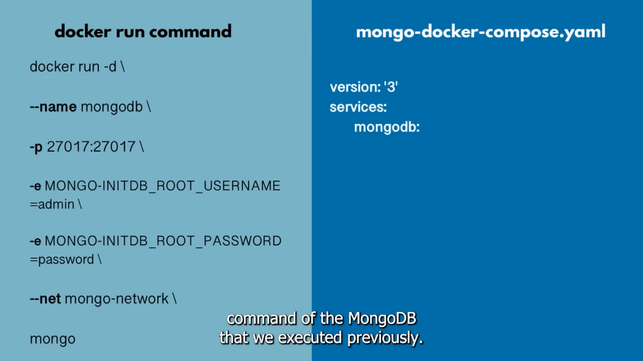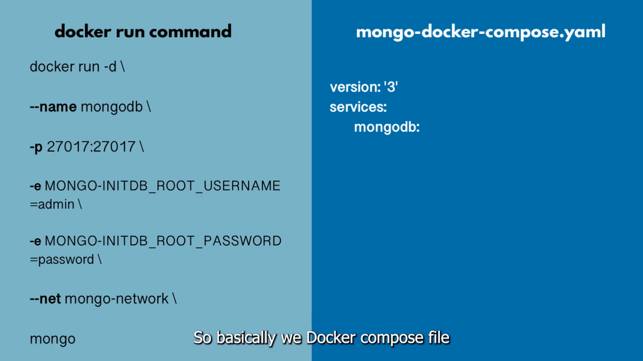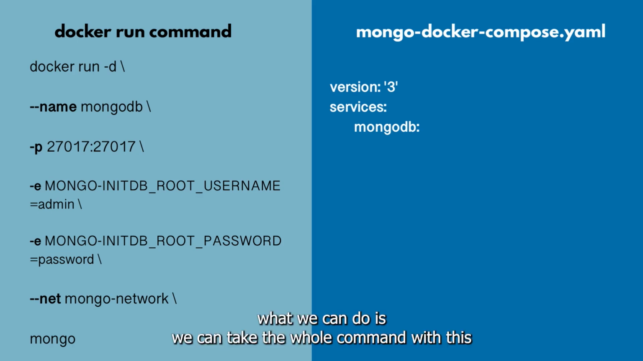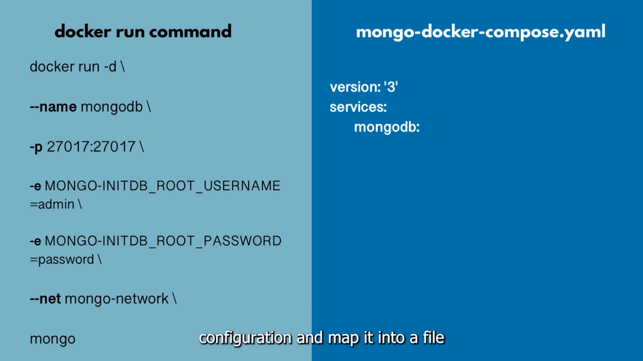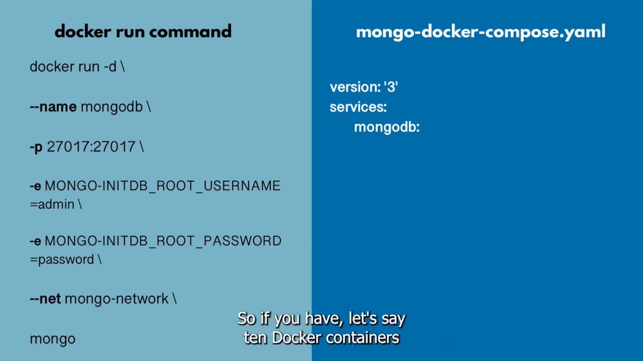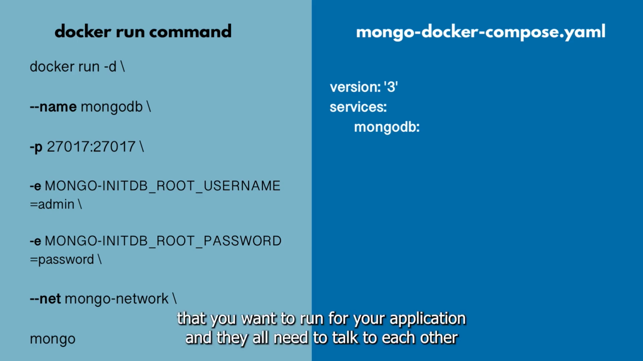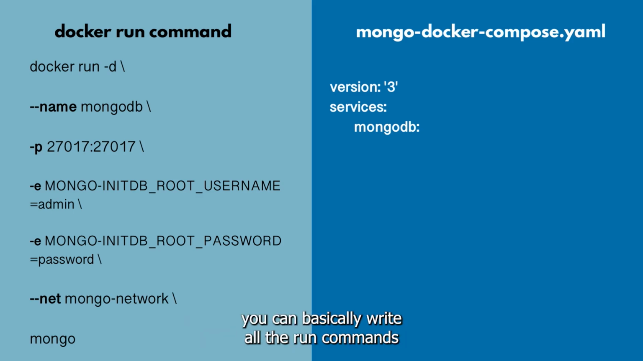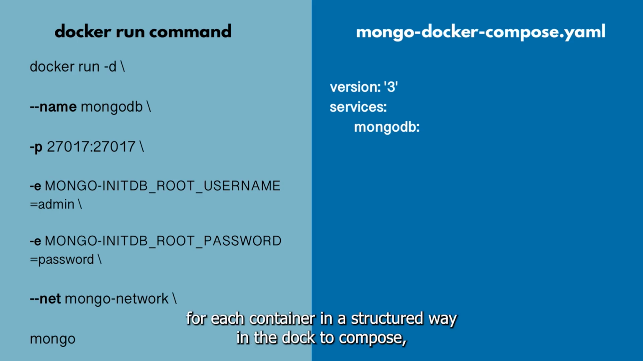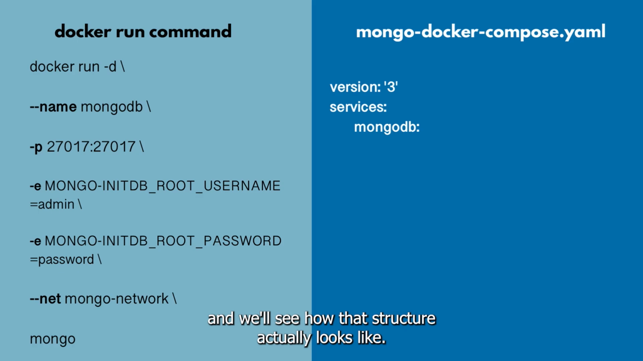So this is a Docker run command of the MongoDB that we executed previously. So basically, with Docker Compose file, what we can do is we can take the whole command with its configuration and map it into a file so that we have a structured commands. So if you have, let's say, 10 Docker containers that you want to run for your application, and they all need to talk to each other and interact with each other, you can basically write all the run commands for each container in a structured way in the Docker Compose. And we'll see how that structure actually looks like.